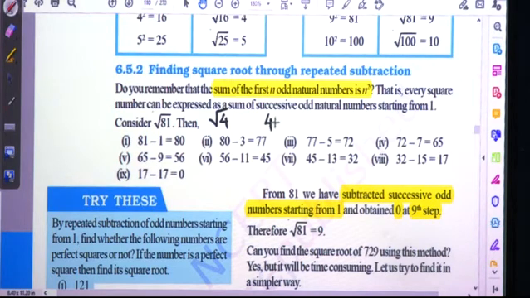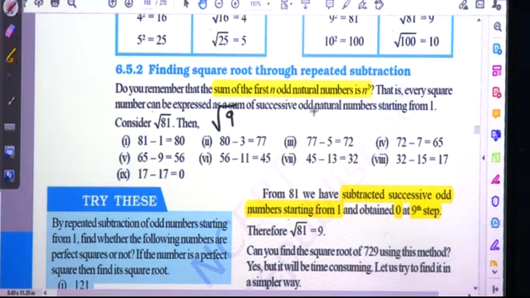Square root of 4 means what? The first odd number: 4 minus 1 is 3, and the second odd number is 3. 3 minus 3 is 0. So, in how many steps? In 2 steps. Means square root of 4 is equal to 2. Or we can check for the next value.